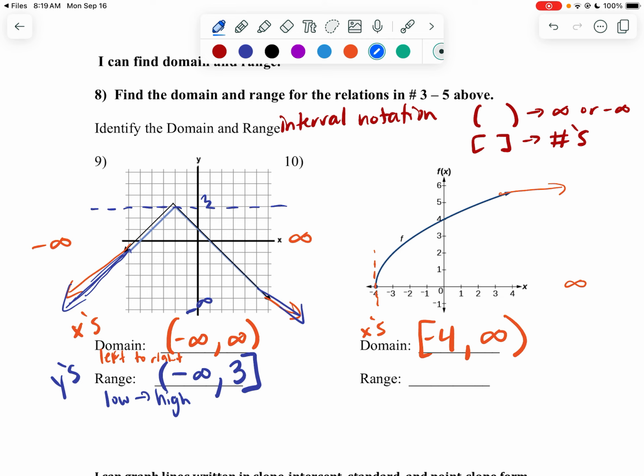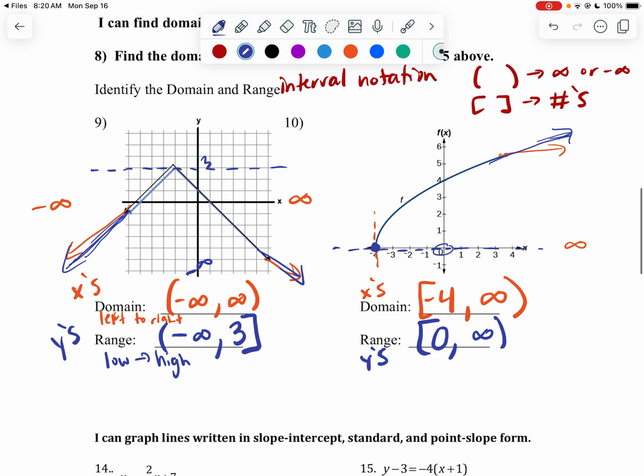For the range, again, that's your y, so that's low to high. So we're starting down low. We're saying, what's our very first y value? Well, it's right here, but it's not -4. That's the x. We're starting here, which means that your y value is actually 0, and then it is going up and up and up forever, just going slowly. So that's what your range would look like. Okay, so that's domain and range.